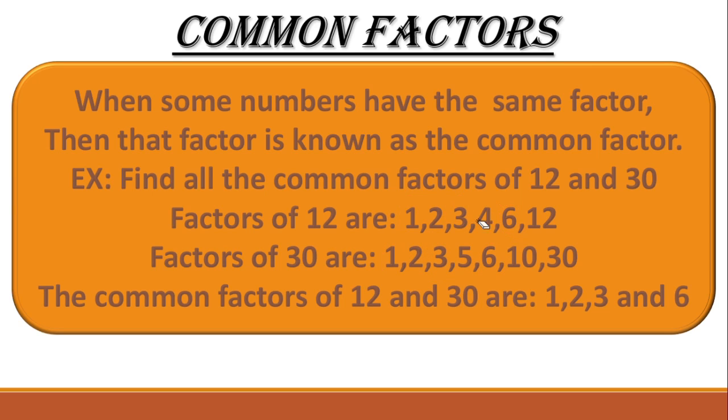So what are the common numbers? It is 1, 2, 3 and 6. So these are the common factors. These are common in 12 and 30. We wrote down the factors of 12 and 30, and 1, 2, 3 and 6 are the factors that are common in both. So these are the common factors of 12 and 30. Like this we find common factors.